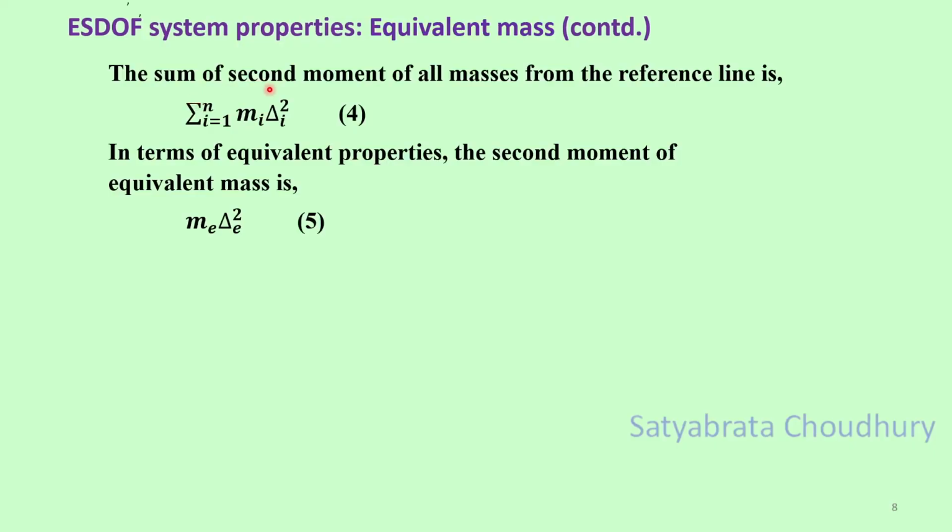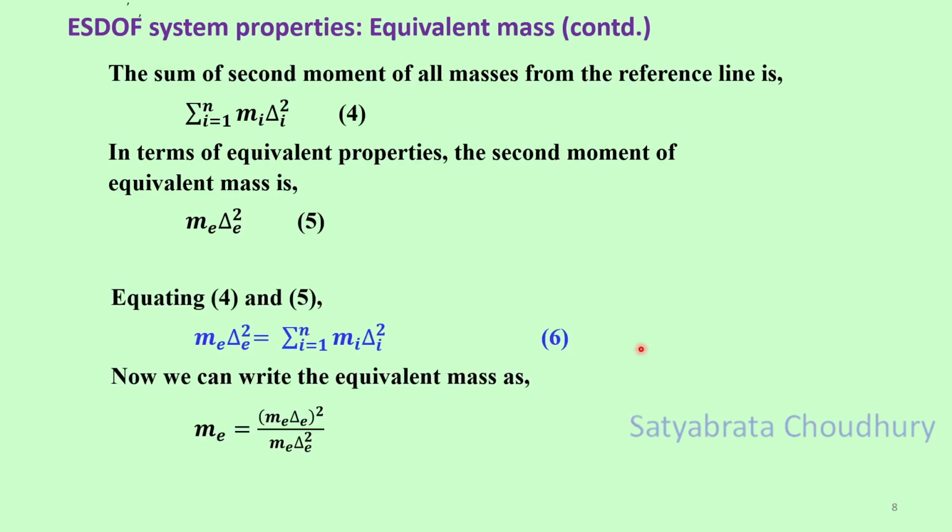Now I take the sum of the second moment of masses. That is, I multiply Mi delta i by another delta i, so it becomes Mi delta i squared, and take the summation. So this is the sum of the second moment of all masses, and the second moment of the equivalent single degree of freedom system is ME delta E squared. These are my equation number 4 and equation number 5.